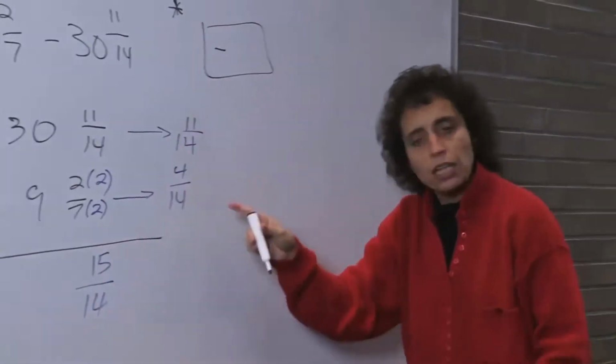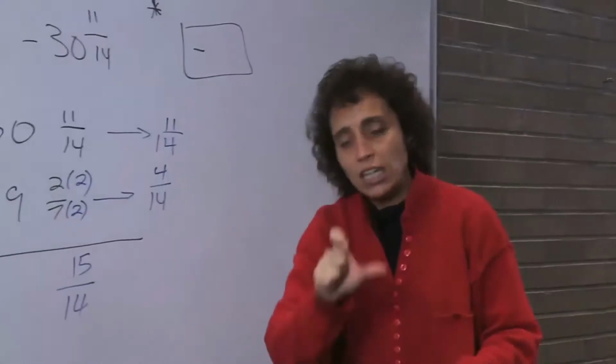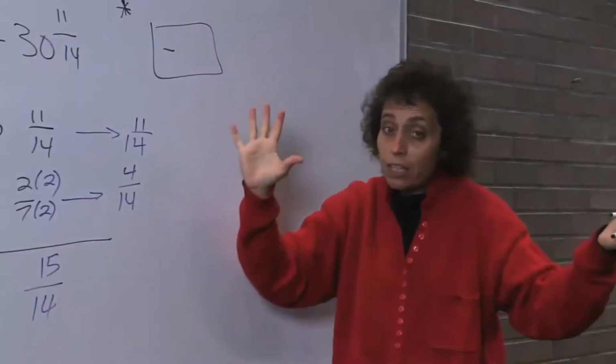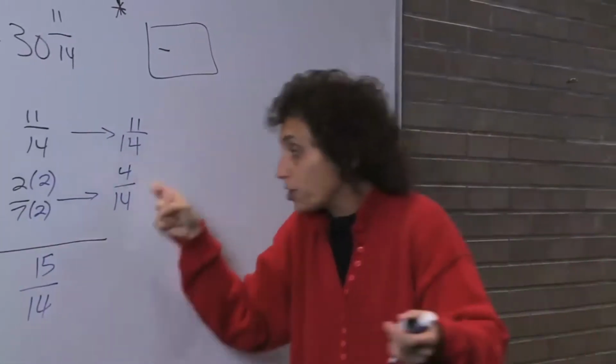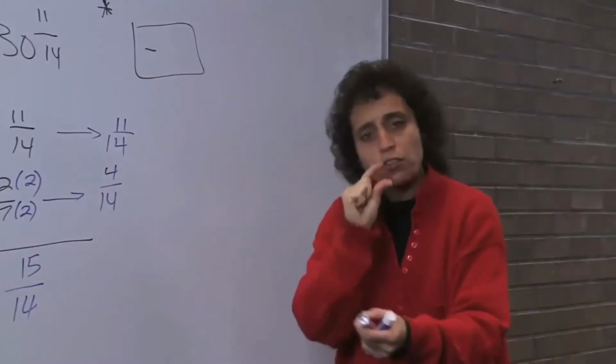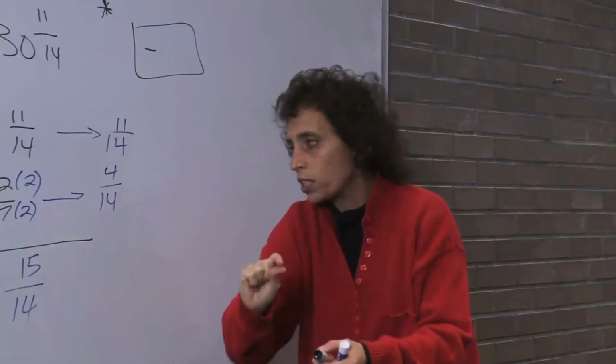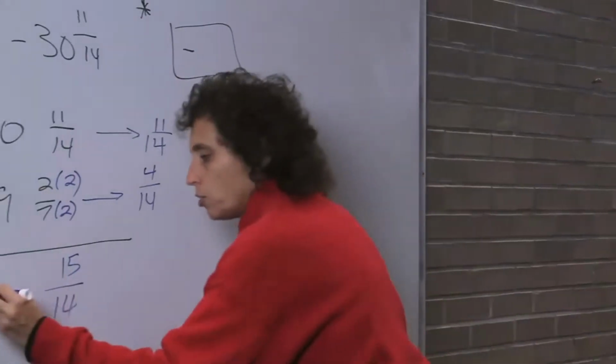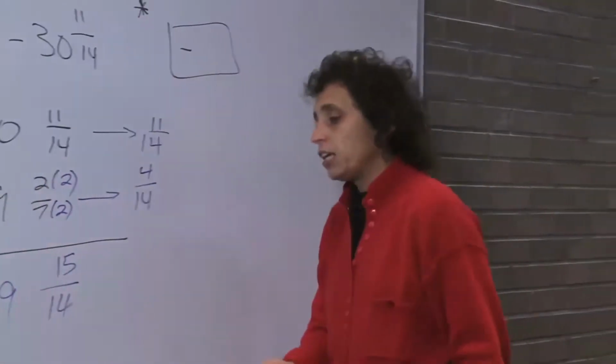15/14. Remember to keep the like term because I have 11/14. Remember, I'll have to dig out my little fraction squares. 11/14 plus 4/14. I have 11 of these 14s. I have 4 of these 14s. So I have 15 of these 14s. Remember what that means. So this is 39 and 15/14.